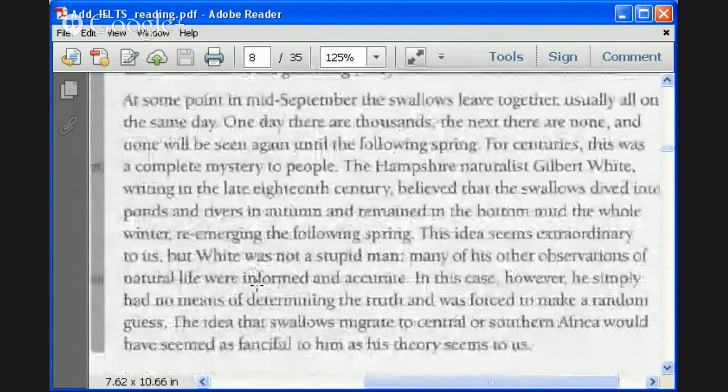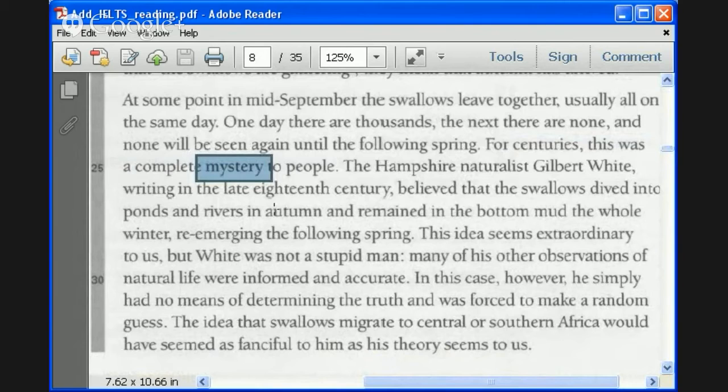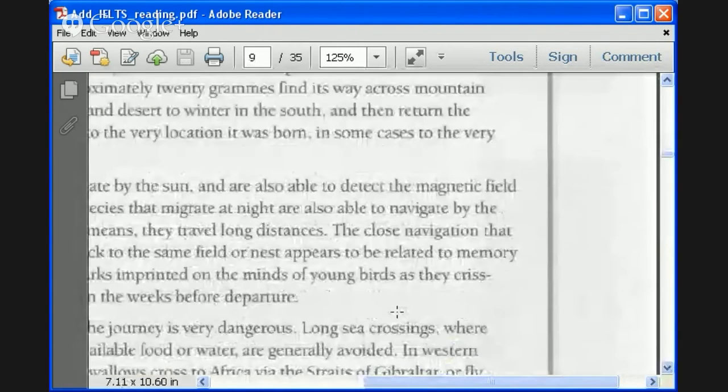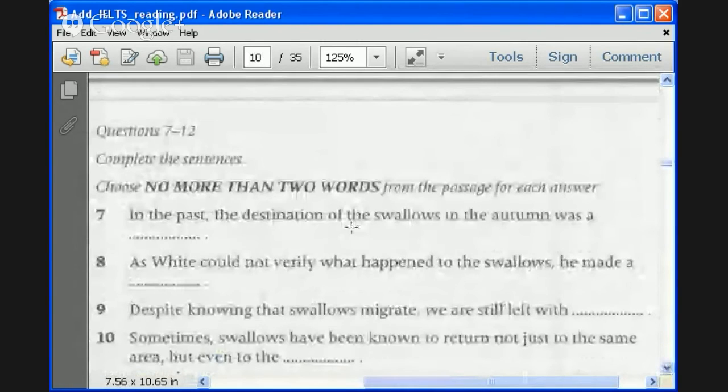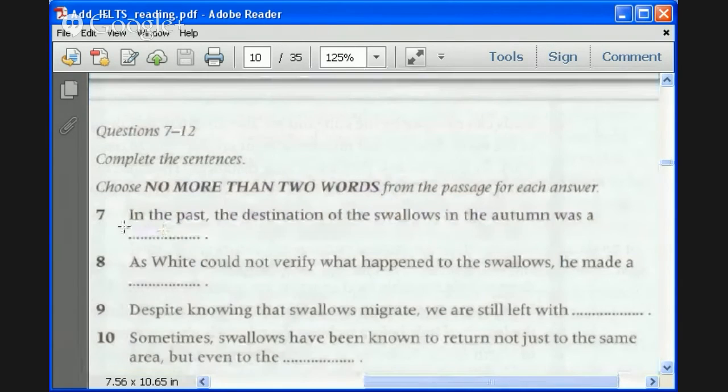One of these sentences, for centuries, this was a complete mystery to people. So the answer is there. It is in the sentence. When we were skimming, I actually said this paragraph, I would characterize or summarize it as the mystery of migration, which would have helped me later. By actually saying out loud or writing down your summary of the paragraphs, sooner or later it's going to help you a lot, maybe directly. So for me, that was direct help. I could easily think of it.